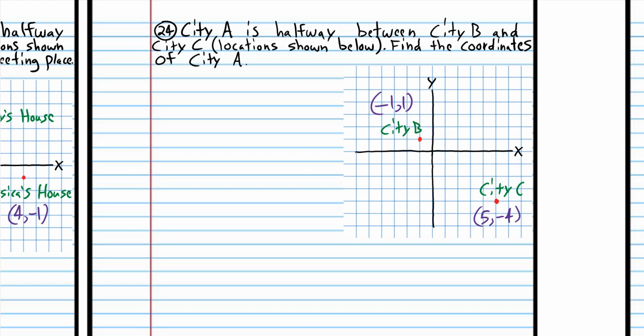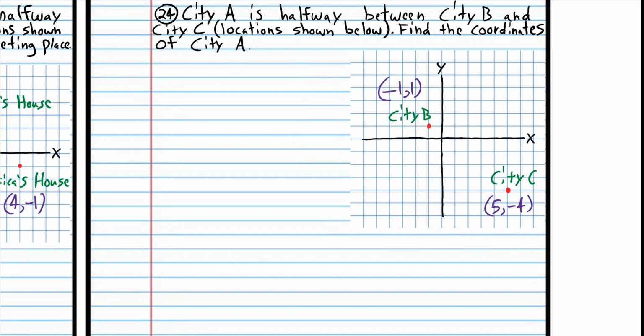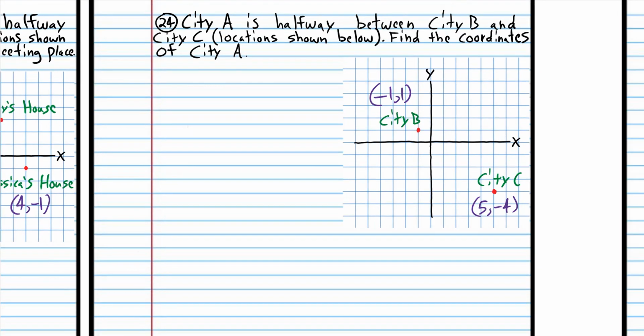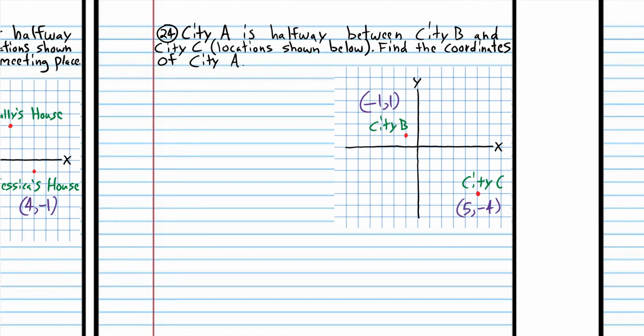And you know what? That's right. Thought I did something wrong there. So now we just use the midpoint formula to find the location of city A. And hopefully you have that midpoint formula out there. I'm not going to write it each time.